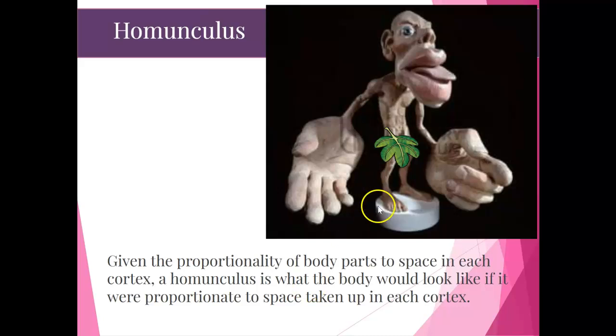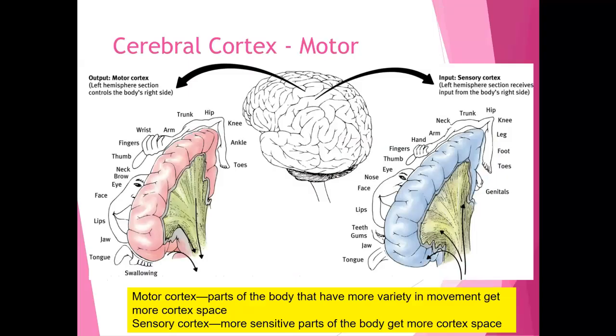So for example, your hands and fingers can move in so many ways. Think like to snap your fingers. So his hands are really big. His facial muscles can move a whole lot, like his lips and his tongue. They have a lot of motor cortex area dedicated to that. So he has a really big mouth and tongue. So the amount of cortex area is based on how much movement or how sensitive it is.